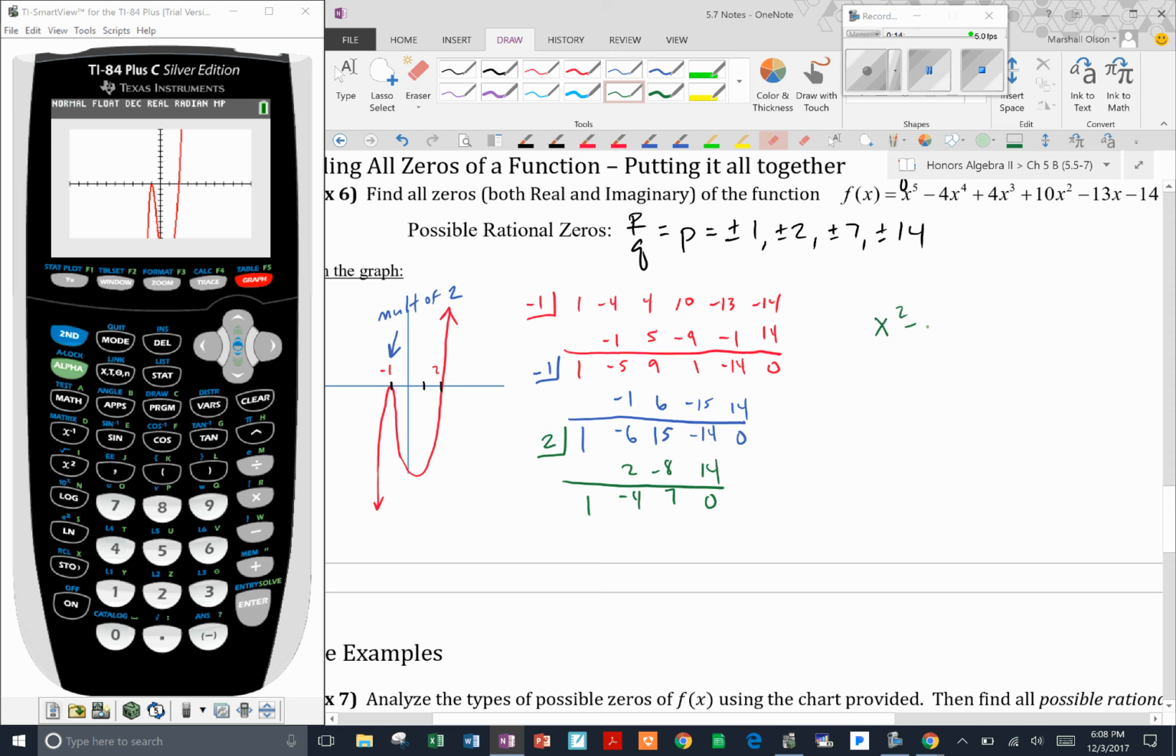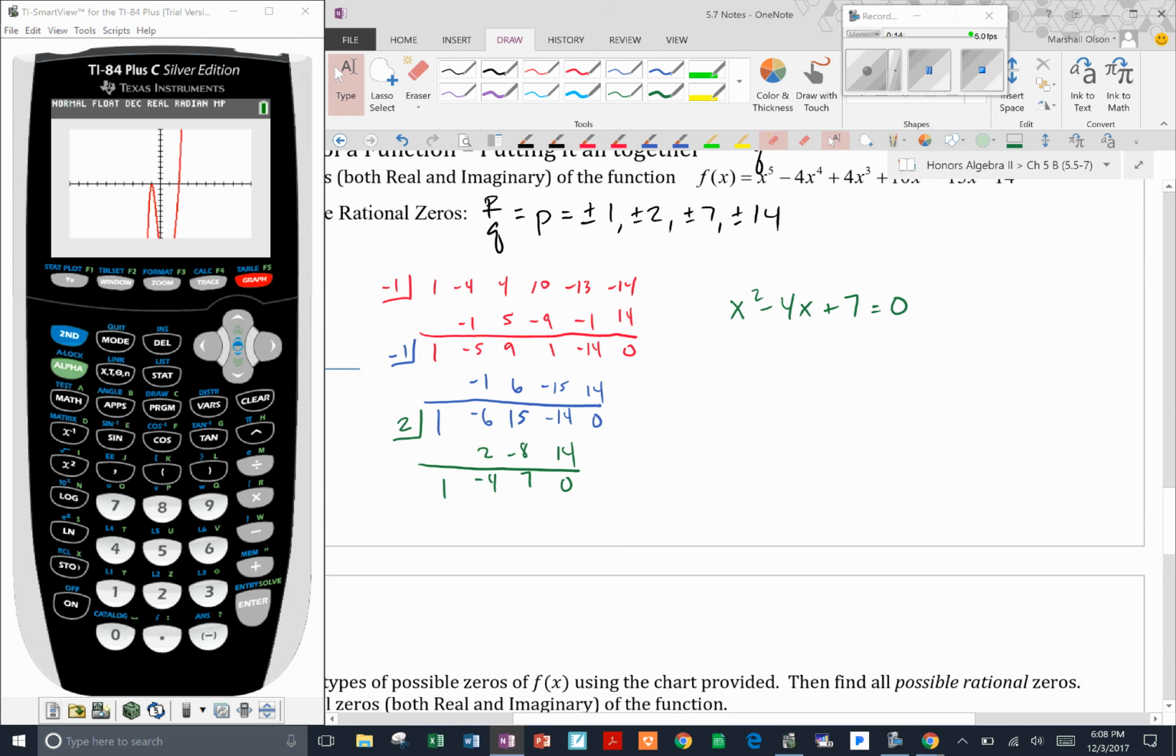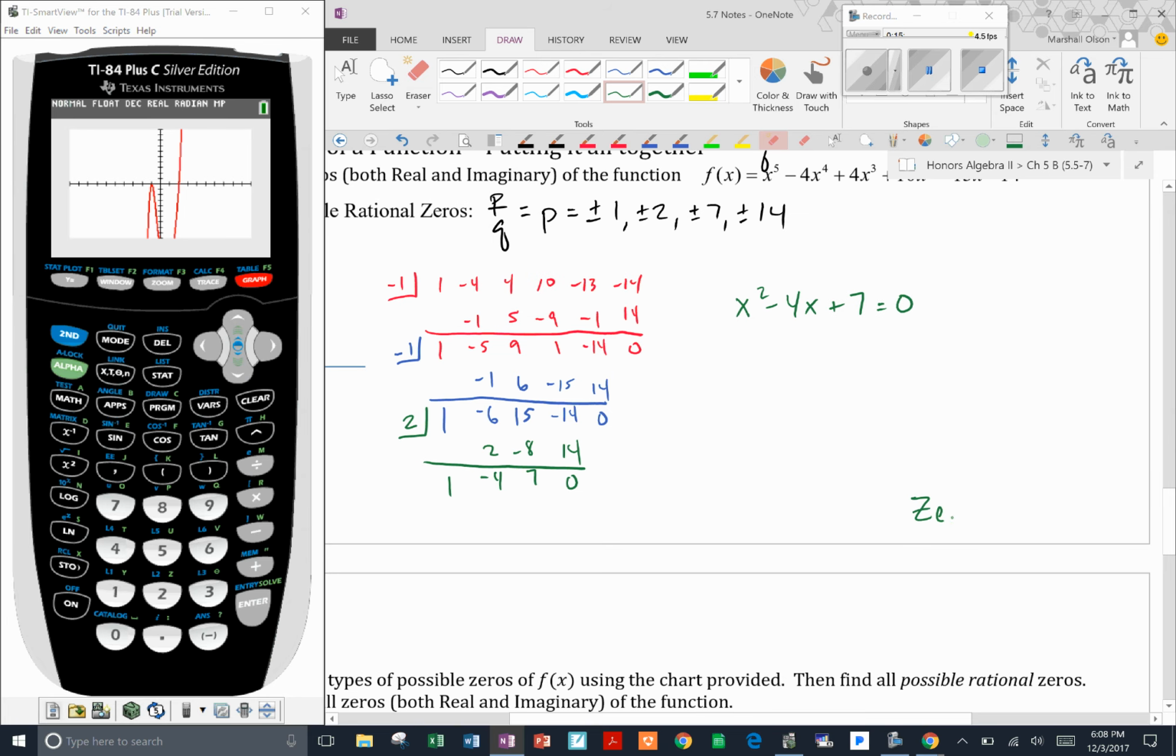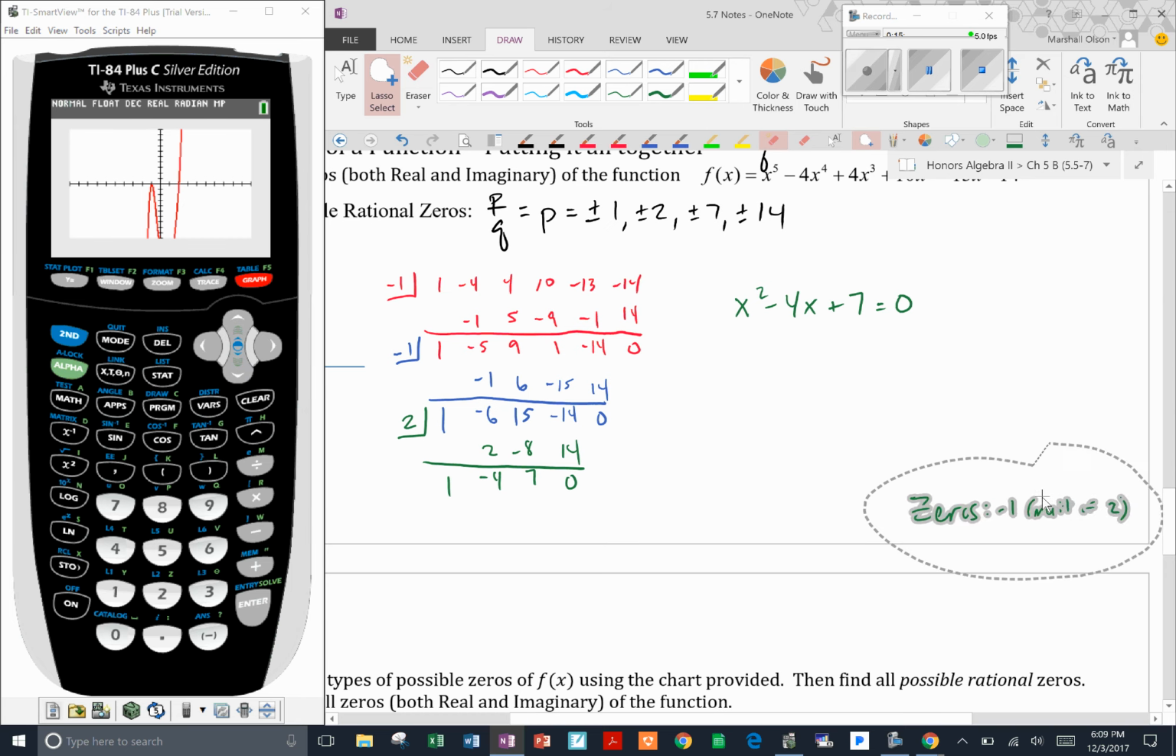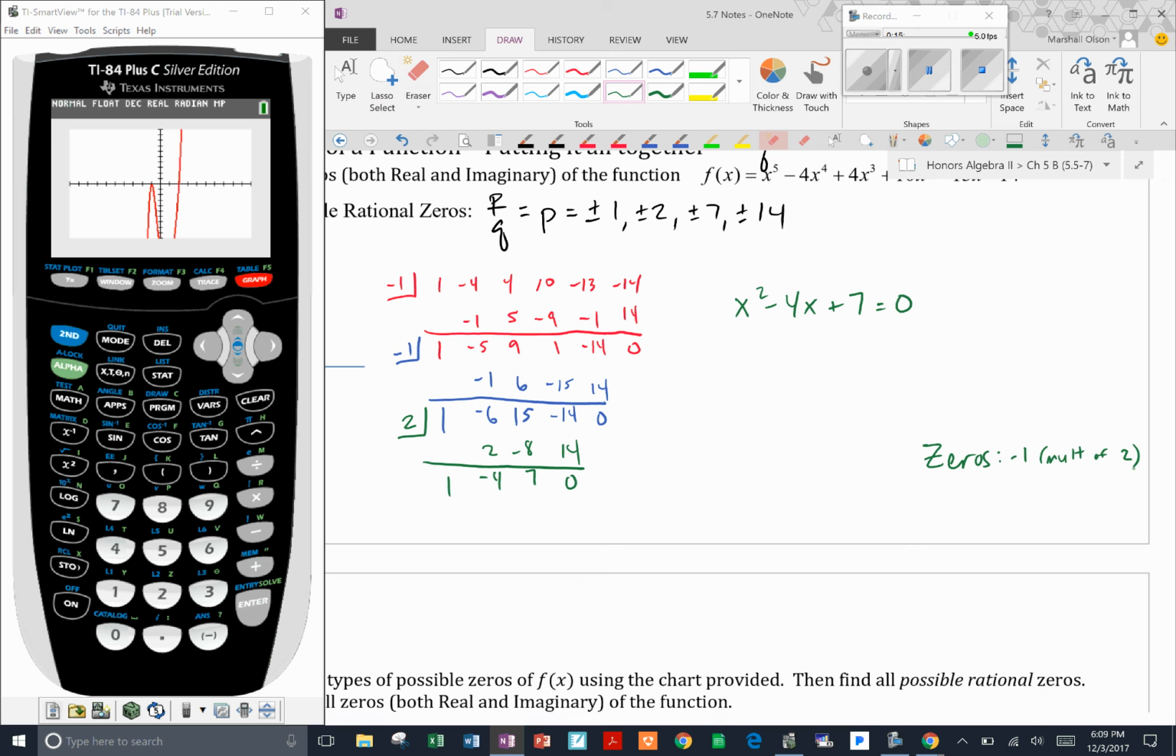So remember, the rule is even if I had more zeros on the graph, it doesn't matter. We have to stop at a quadratic and solve. So here we are. I'm going to list all my zeros. Here we have negative 1 with a multiplicity of 2. This is not going to be nearly enough room, so I'm going to move this. And then as I find more zeros, I'm going to just write them here as well. We have 2.